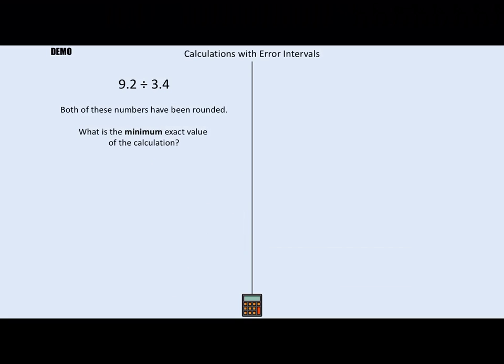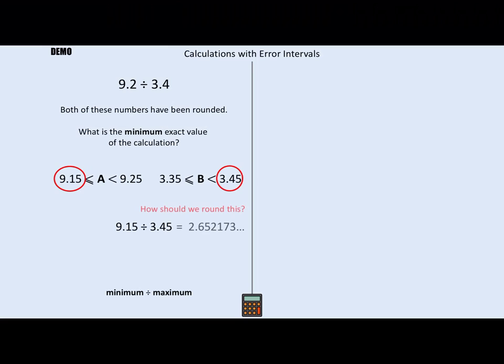Same approach, 9.2 divided by 3.4. Write out your error interval. So I get that. Now it's the minimum. So I want to be picking the numbers that get the minimum or the smallest exact value. Okay? So I'm going to have to pick my smallest of A and my largest of B. And I get that calculation. Now because I get 2.65 and so on, I'm going to have to round up. Because it has to be greater than the minimum. Like, I have to round up. So I'm going to round it to 2.66.